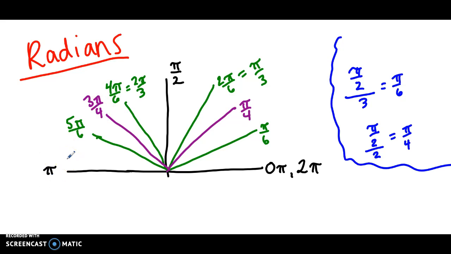So what I'd like you to do, again, just like we did in degrees, is fill in the rest of the unit circle. Thinking of the same way that we use, pi over 6 and pi over 4 is our distance. Go ahead.